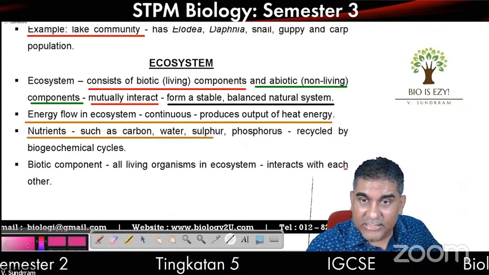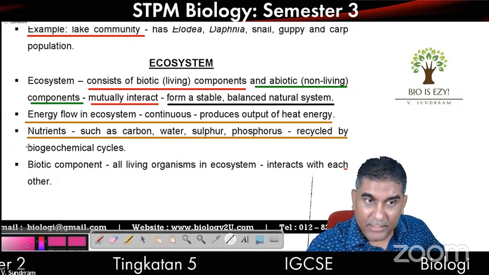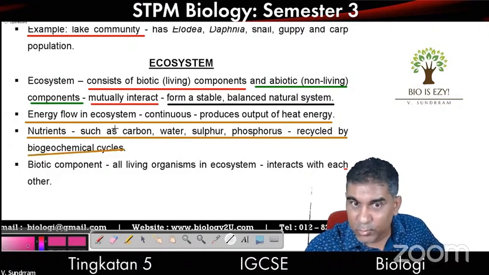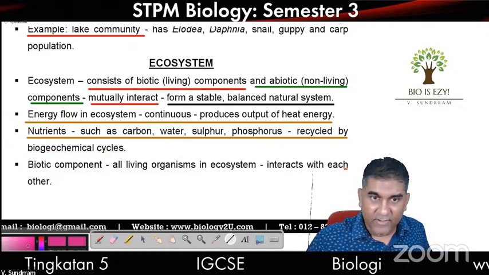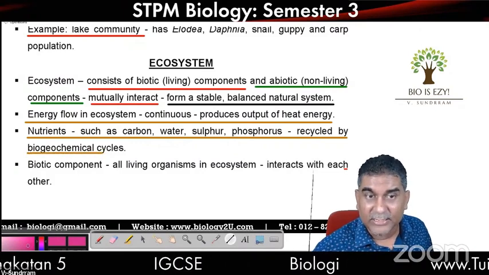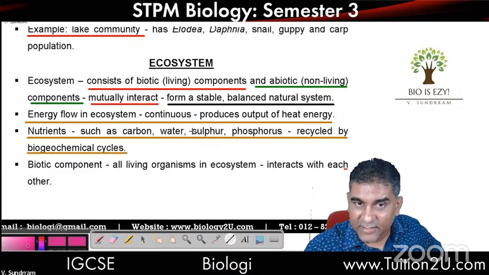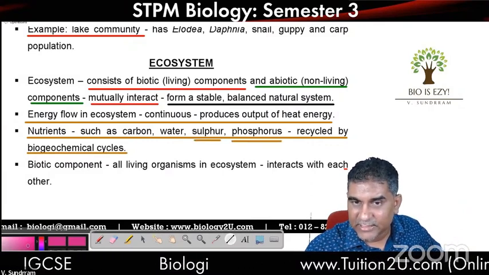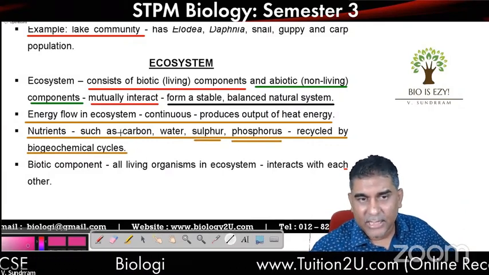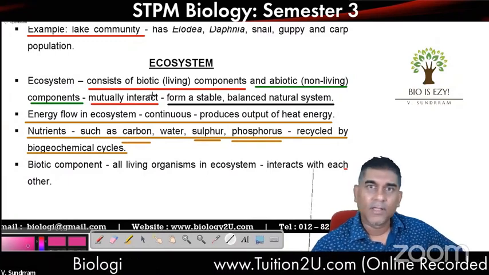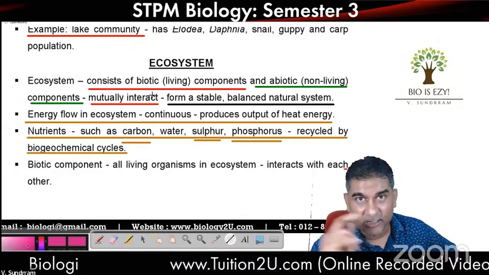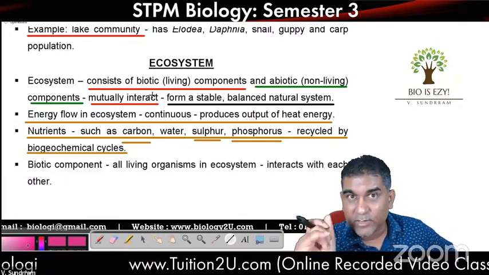How are nutrients recycled? Biogeochemical cycle. We have two questions. Like in Form 5, you learn nitrogen cycle. In STPM, we have sulfur cycle, phosphorus cycle. Maybe carbon cycle also. Nitrogen cycle is not in STPM. In SPM, you have nitrogen cycle.